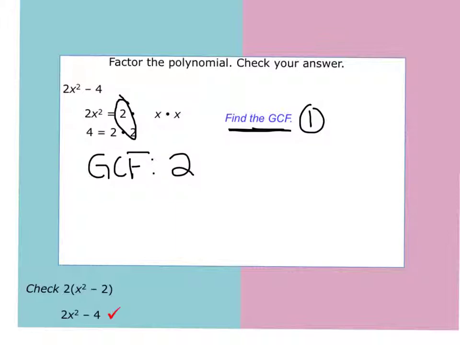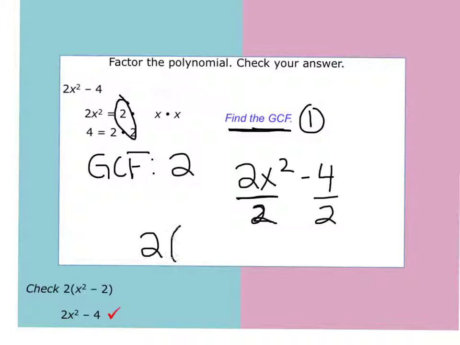So now I'm going to show you how to factor this using the GCF of 2. And I'm going to show you a way that a lot of my students have liked to use in past years. So we're going to take the polynomial 2x squared minus 4, and I'm going to divide both by the GCF. So in this case, it's going to be both by 2. When I do that, I'm going to write 2 on the outside of parentheses. Because I'm dividing by 2 and because 2 is the GCF, I'm going to write it on the outside of parentheses.